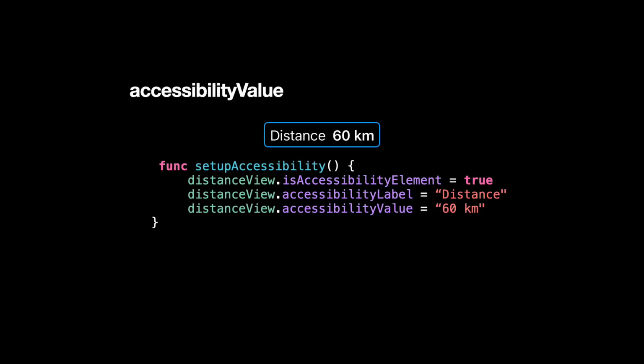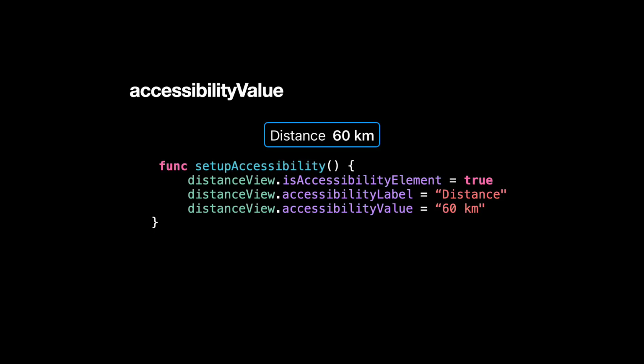Accessibility value is normally used by editable controls. The text in a text field is automatically the accessibility value. Simpler controls like buttons and switches will announce their accessibility value if it changes when the user activates it. You are free to use it in non-interactive elements too.